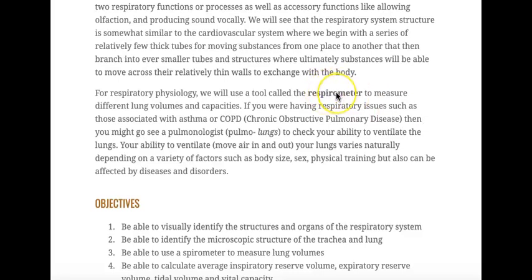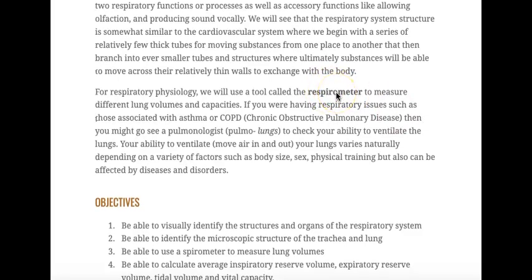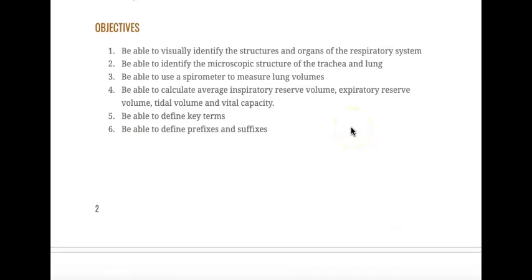Here's your respirometer. That would be the piece of equipment that you would measure lung volumes and capacities. There are a few more objectives here simply because, again, if you were in an in-person lab, you'd be using a spirometer to actually measure these lung volumes. But again, we don't have that.